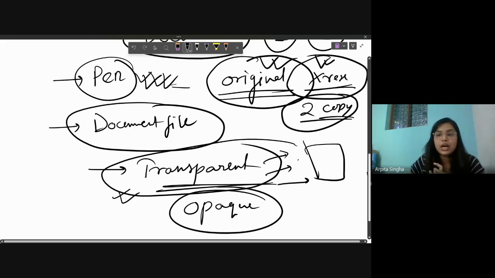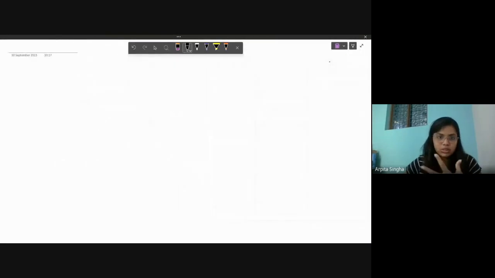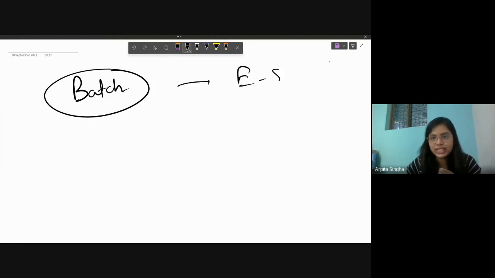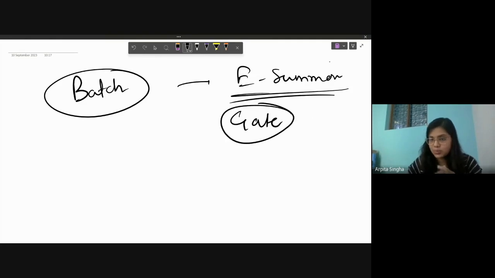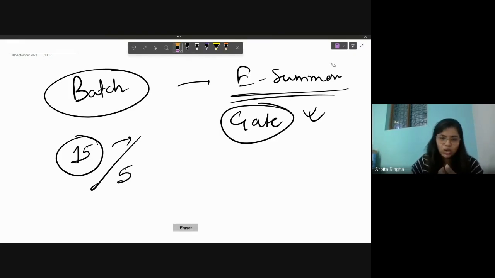Now what happens after that, when you are entering the UPSC Bhavan? They will ask you, sir, what is your batch? The batch is already written on the e-summon, meaning they will write it at the gate of the interview. What does batch mean? If 15 people are going in one session, morning or afternoon, they will divide you, let's say, into groups of 5. So a batch is, let's say, a group of 5 people.